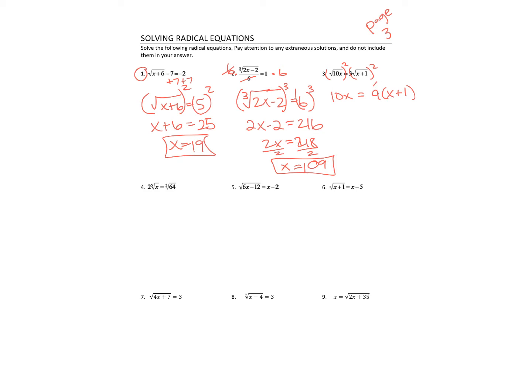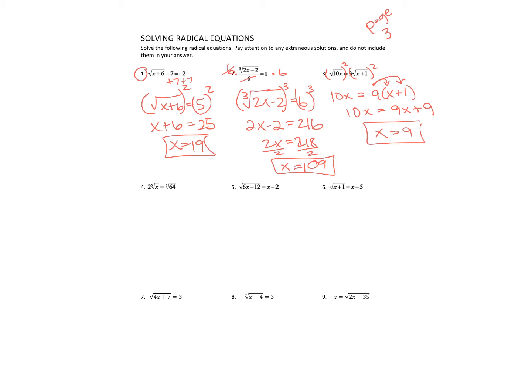The parentheses help me to remember to do my distribution property and multiply both parts of what I've just squared by 9. So I get 10x equals 9x plus 9. Subtract the 9x over, and I get my x equals 9.